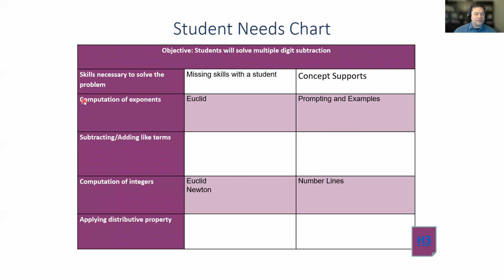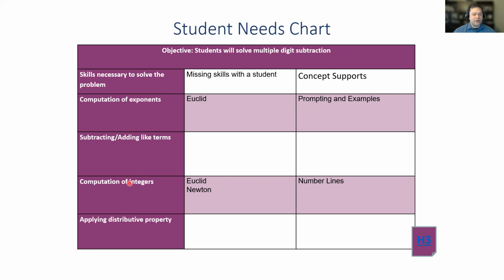That means instead of going through all those steps, I might look at what are some, because a lot of them are repeated steps. What are some of the needs here? Well, Euclid would struggle with computation of exponents. So what I need to do? Well, I'm going to prompt and provide examples for it. That means that was more teacher dependent.